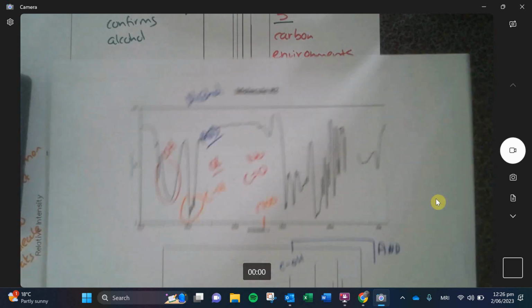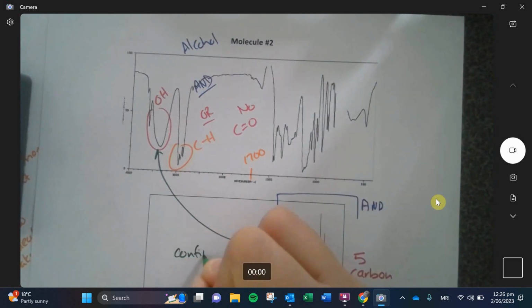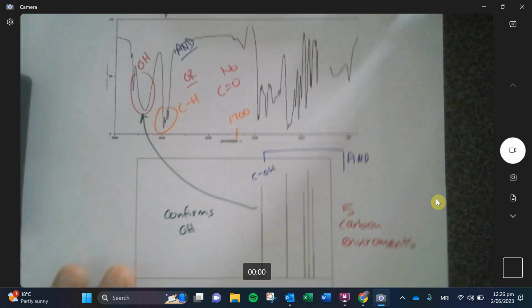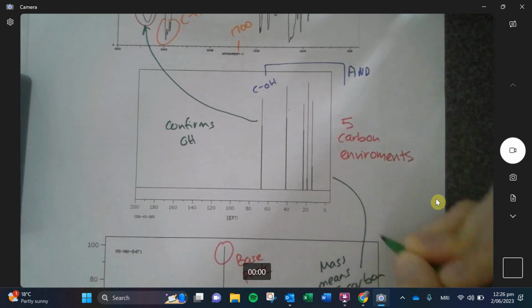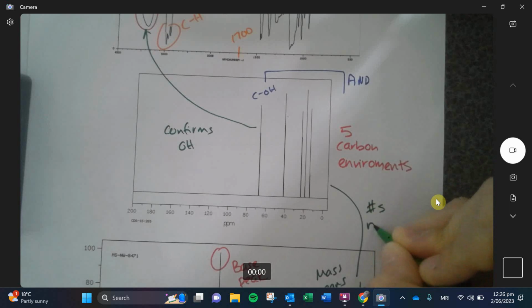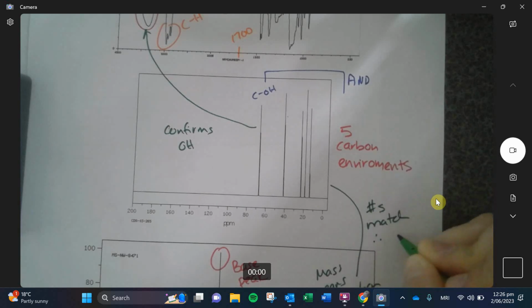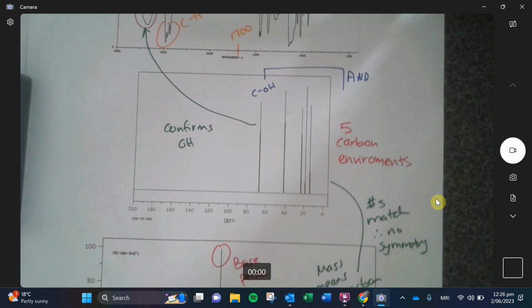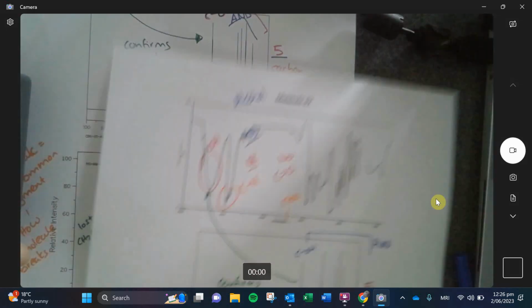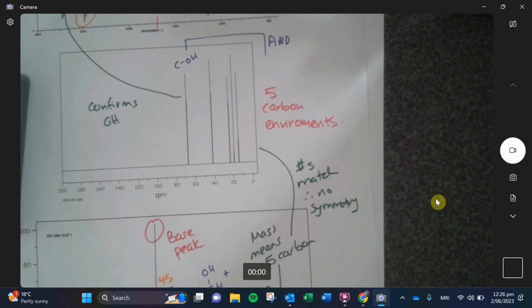You do it. So this here confirms OH. Mass means there are 5 carbons. These two, the numbers match. Therefore, no symmetry. Did I write no symmetry? Yeah, no symmetry. Cool.